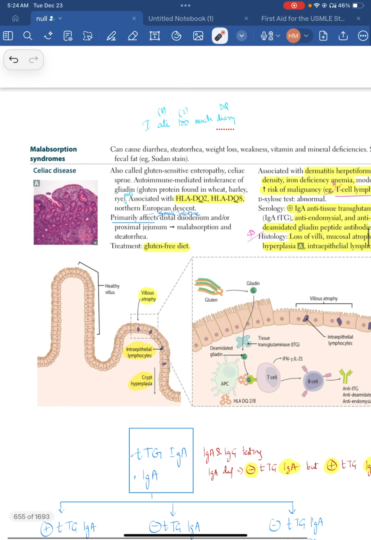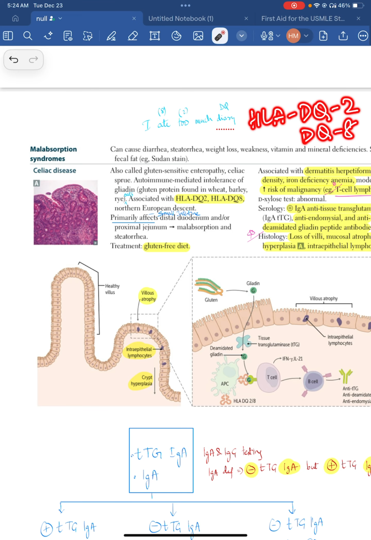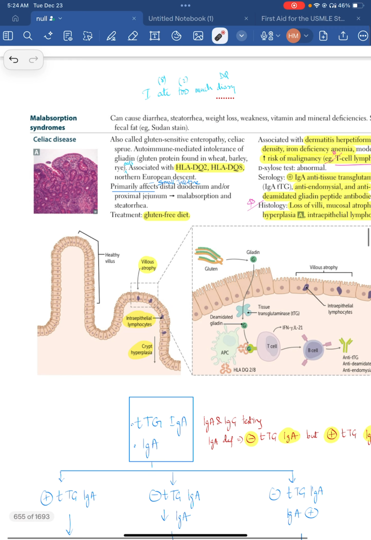There's a mnemonic to remember the association of these genes. I ate too much dairy. Eight means number 8, 2 is number 2, and dairy is DQ. So HLA, DQ, dairy. Dairy is DQ2 and DQ8. So HLA DQ2 and DQ8 are the important genes that you need to remember. And Northern European descent.